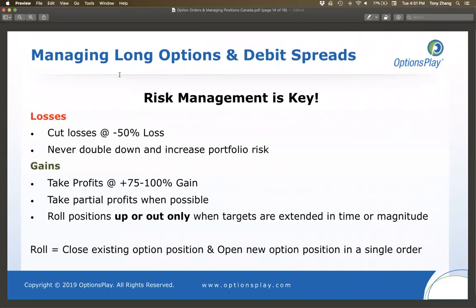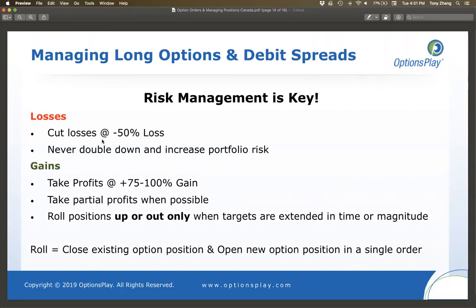Now, when you're buying an option, such as when you're buying a call or a put, or if you're buying a debit spread, this is where the rule is a little different. Whenever you're buying options, number one, you generally want to close out these positions prior to expiration, either at a gain or a loss. And the rule of thumb here is pretty simple. And I like buying these types of trades because of how simple the rules are.